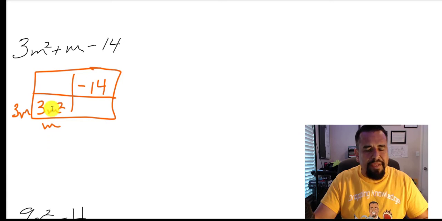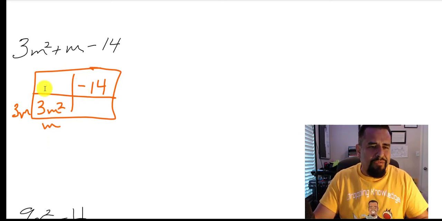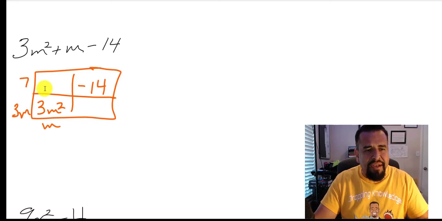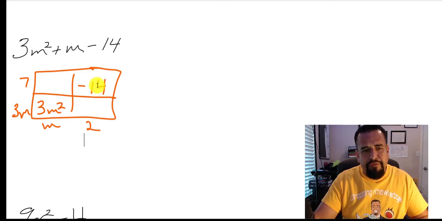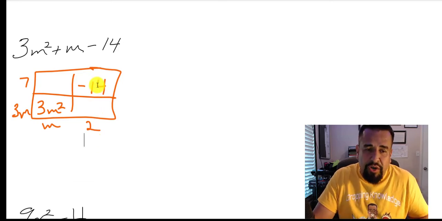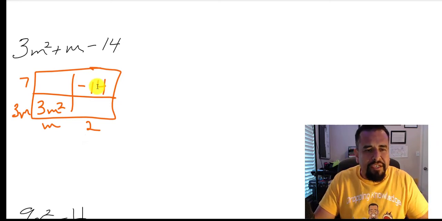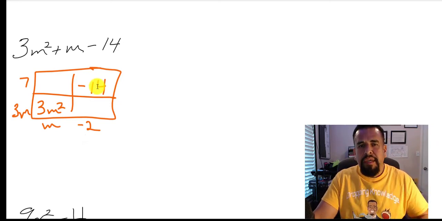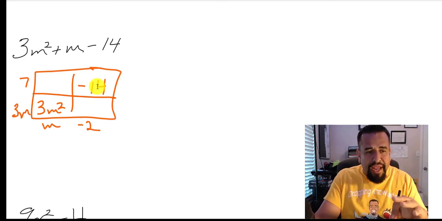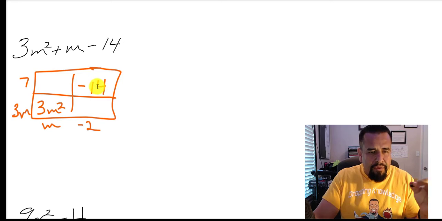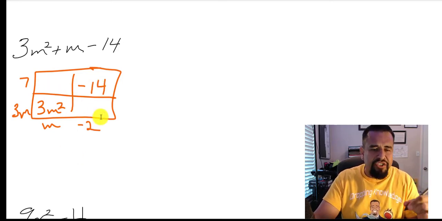3m times m gives me 3m squared. And then 14. Well, 7 times 2 gives me 14, but I need it to be negative 14. All right, if I need it to be negative 14, I'm just going to make the 2 here negative. Now, could I have made the 7 negative? I could have, and then hopefully that worked out. And if it doesn't work out with my values here, then I can change it to the other one.